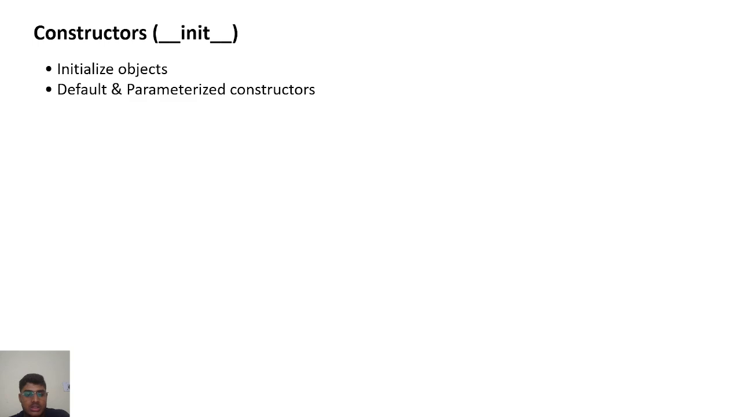What are constructors? A constructor is a special method that initializes an object when it is created. It runs automatically when an object is created. It is used to assign an initial value to the object's attributes. In Python, the constructor method is this.